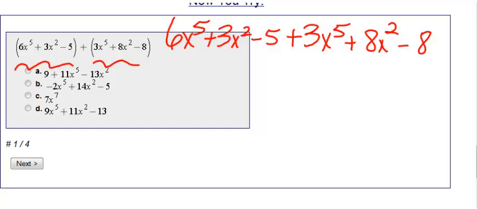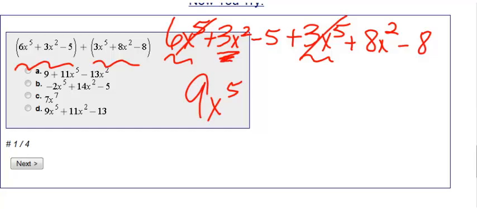Okay, now all I'm left with is combining my like terms. I look at my 6x to the fifth and a 3x to the fifth. When I combine that, I get 9x to the fifth. Those are done. I can cross them off. Then I have a 3x squared and a positive 8x squared. 8 and 3, I get 11x squared.